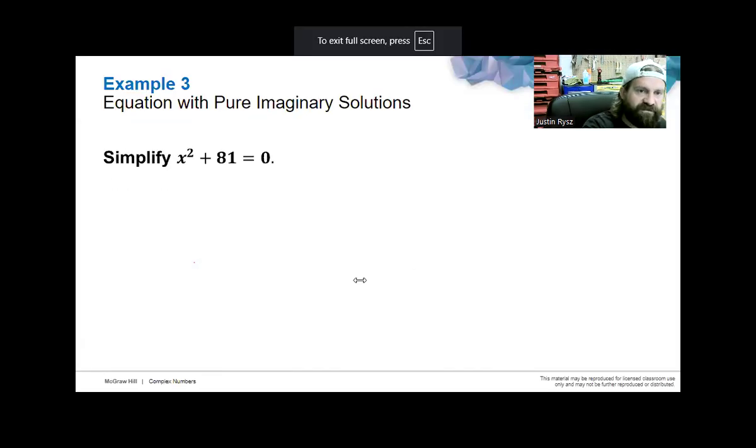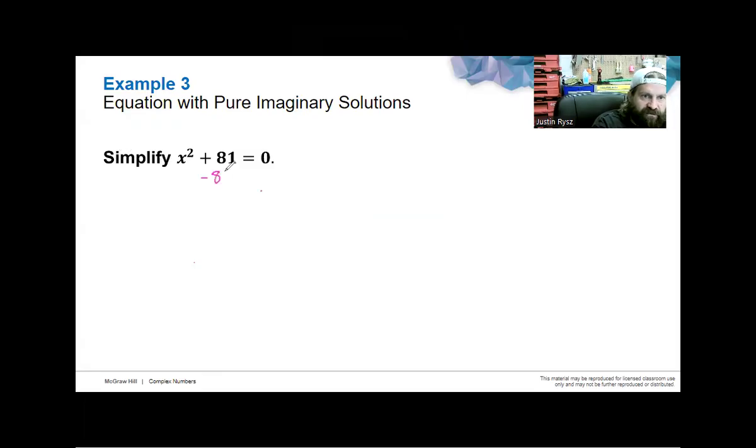So we can still figure this out by getting the x squared by itself, first subtracting the 81. We get x squared equals negative 81. And then to get rid of the square, we can take the square root. Now, whenever we take the square root, we need to put this plus or minus sign here because we're going to have a positive and a negative answer.